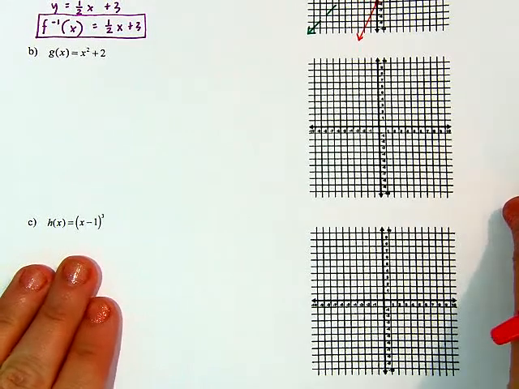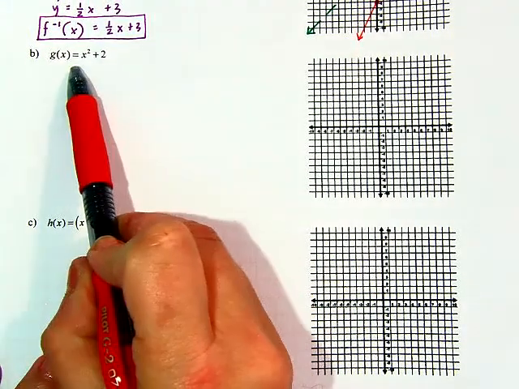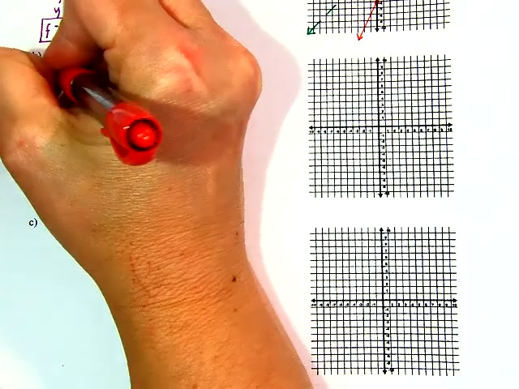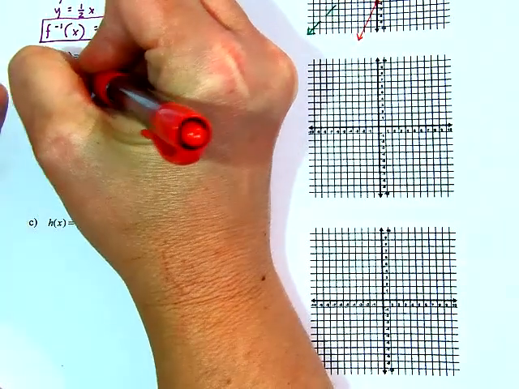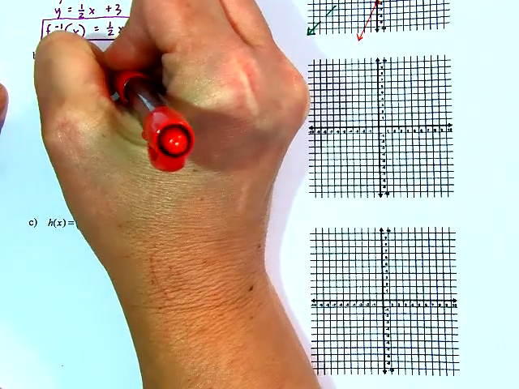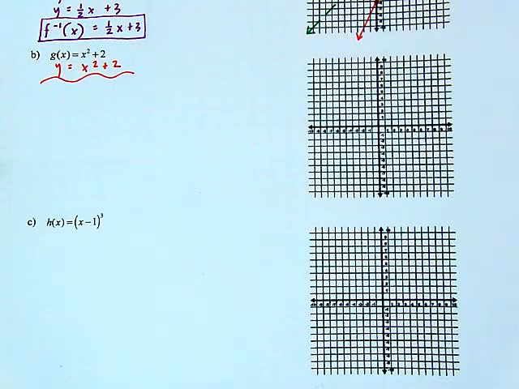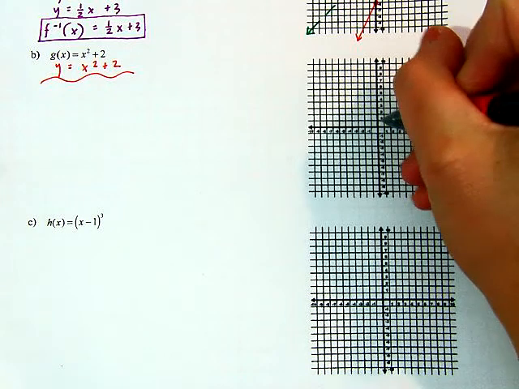Next up, same deal. For problem B, I see that I'm starting with a quadratic function. If I rewrite it, I can write it as y equals x squared plus 2. It's a quadratic function that's just translated up 2 units, so I'm going to go ahead and graph it up 2 units.